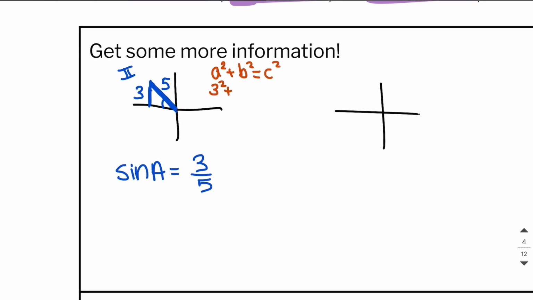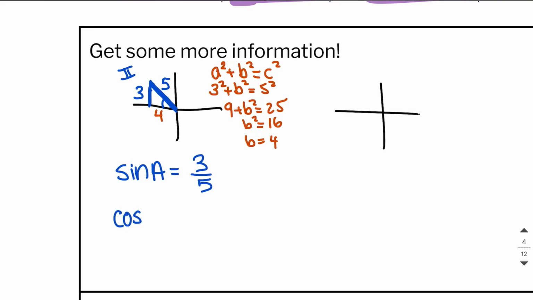So I'd say 3 squared plus b squared equals 5 squared. So 9 plus b squared equals 25. B squared equals 16. So b equals 4. But hopefully you already knew that that was a Pythagorean triple. Okay, so what information is that going to give me?